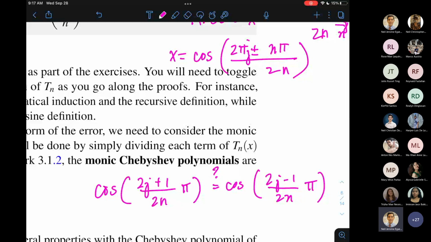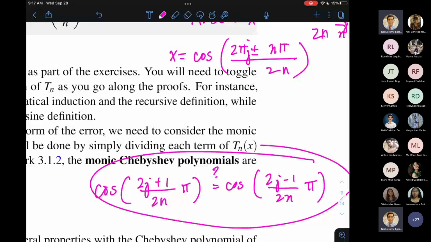Bakit nga ba? Or may nakakalimutan ako importanteng bagay. Okay, let me think about it muna. Sige, pag-isipan natin kung bakit nawala yung kabilang roots. Pero tama, no? Kasi mag-zero siya kapag yung r cosine of x ay plus or minus pi over 2. Tapos mag-a-add ako ng 2 pi. So kailangan ko siyang i-consider talaga. Pero bakit nawawala yung kalahati? Yeah, let me think about that.